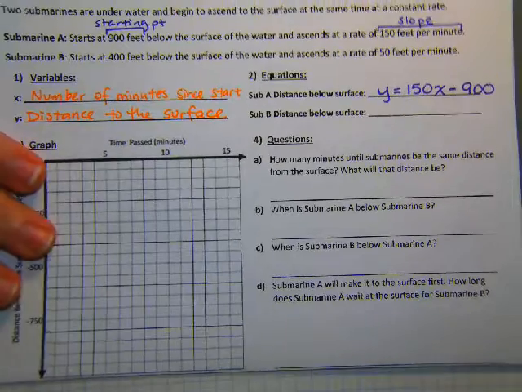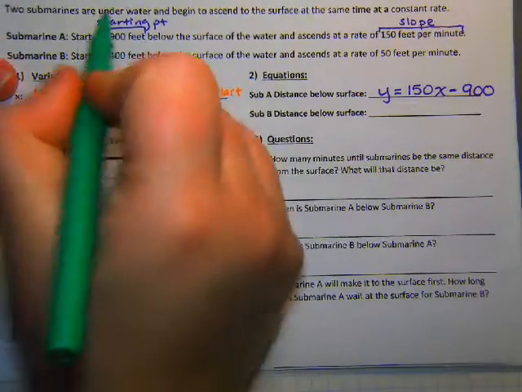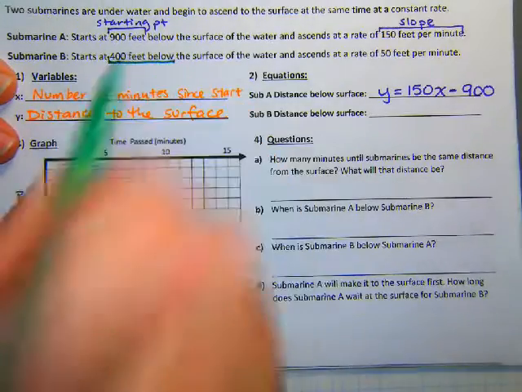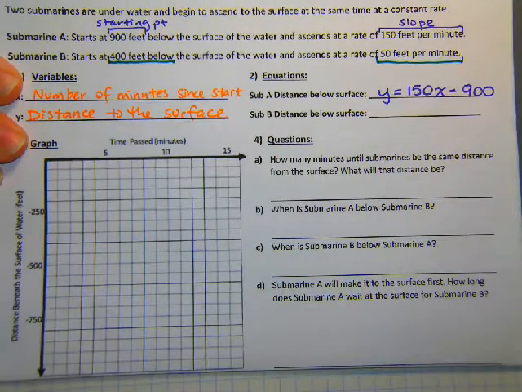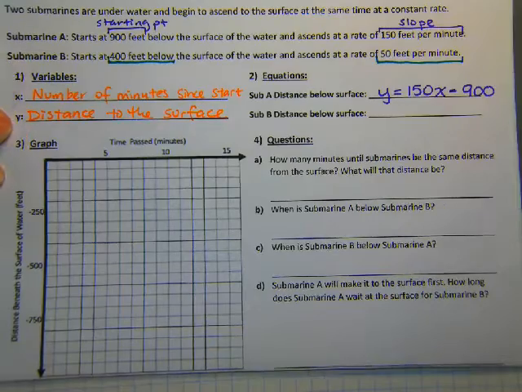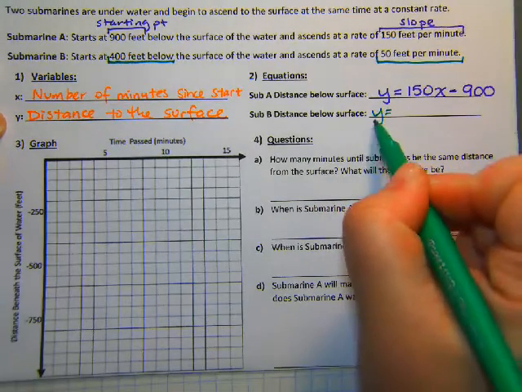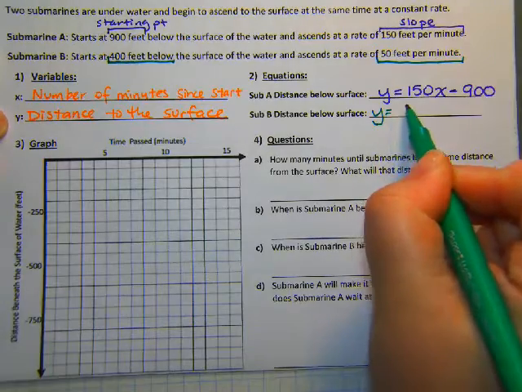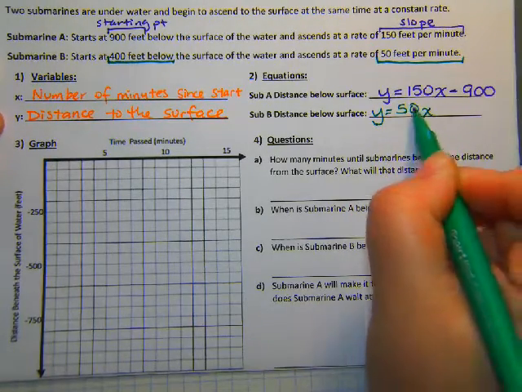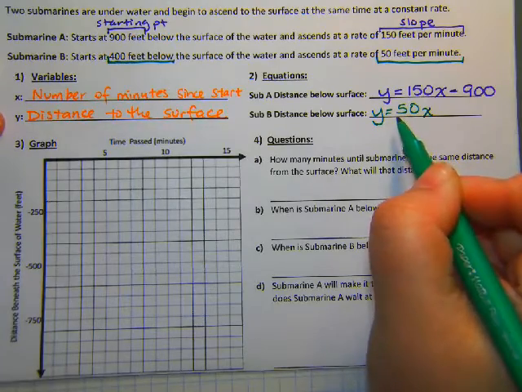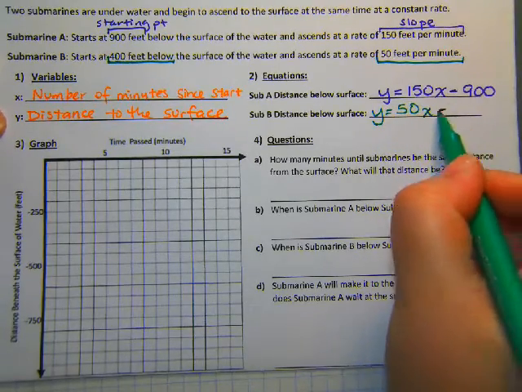All right. The next one, submarine B. When we look at submarine B, again, we have a starting point, which is 400 feet below, and we again have a slope, which is our rate of change, 50 feet per minute. So its distance from the surface at any given time is y equals 50 times x, because every minute will be 50 more. So in 2 minutes, it will have gone 100 feet upward. And again, since it's below the surface, it's minus 400.